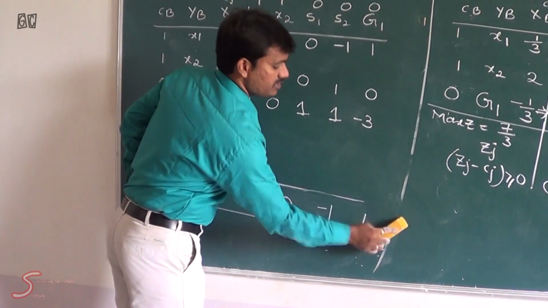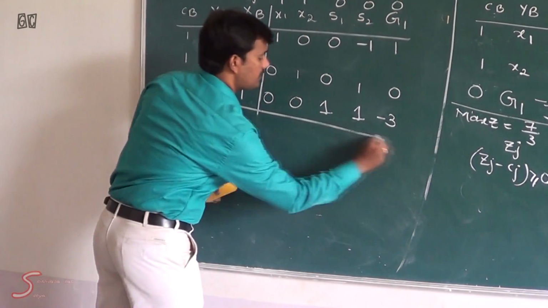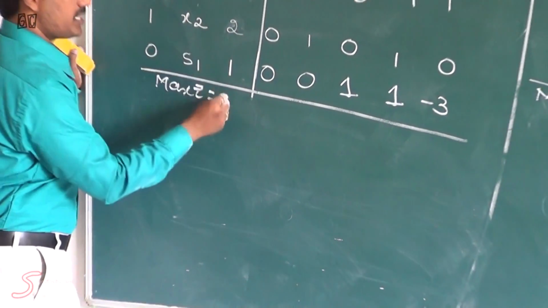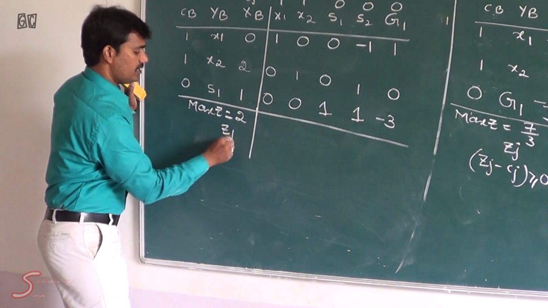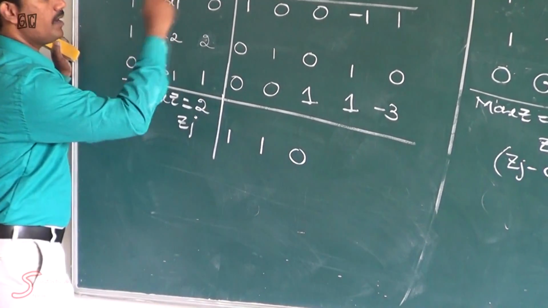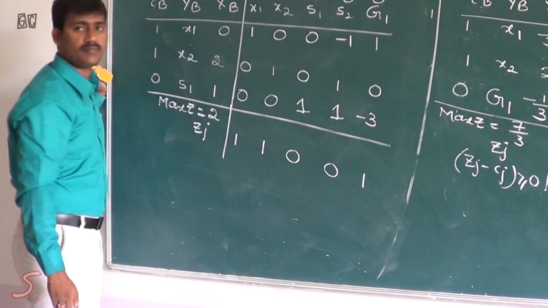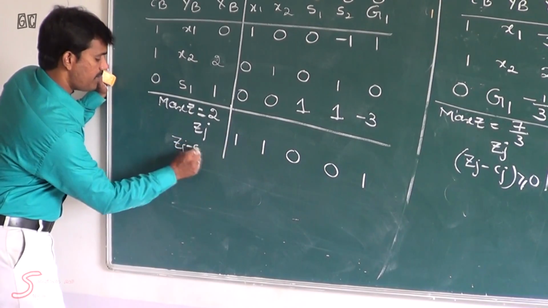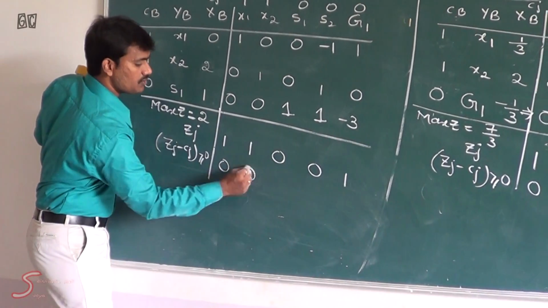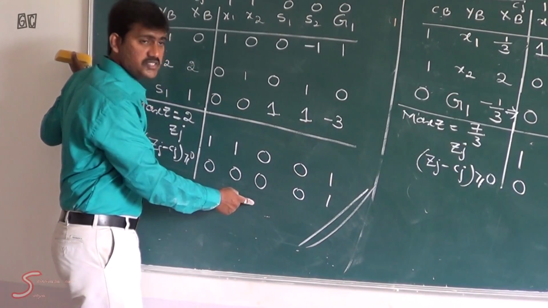So the next table, we have all the formulas here, that is maximum of z. Max z equal to summation Cb into Xb, that is 1, 0, 0, that is 1, again 1, 0, minus 1 plus 1, 0, 1 plus 0, again 1. And we have the optimality condition Zj minus Cj greater than or equal to 0. 1 minus 1 that is 0, 1 minus 1 that is 0, 0, 0, 1. All of you, the optimality conditions are satisfied.